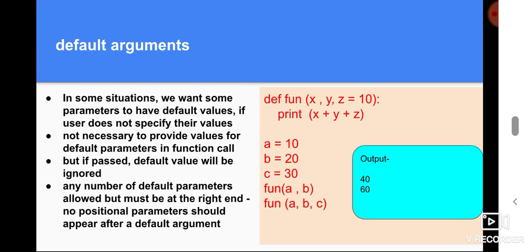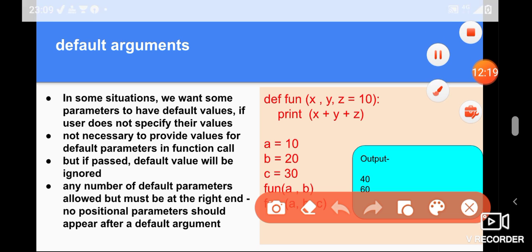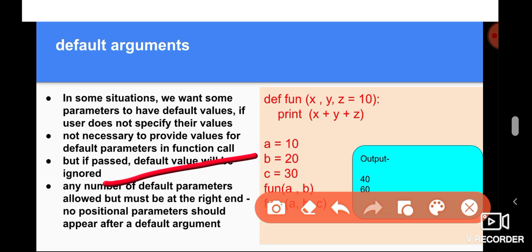Now there is a small rule which you must remember about default arguments. We have mentioned only one rule, that any number of default parameters may be declared in a function definition. Okay, it is not necessary that only one default parameter may be specified. You may specify any number of default parameters, but the only thing you must remember is that all such default parameters are written at the last, in the rightmost part of the parameter list in the function definition.